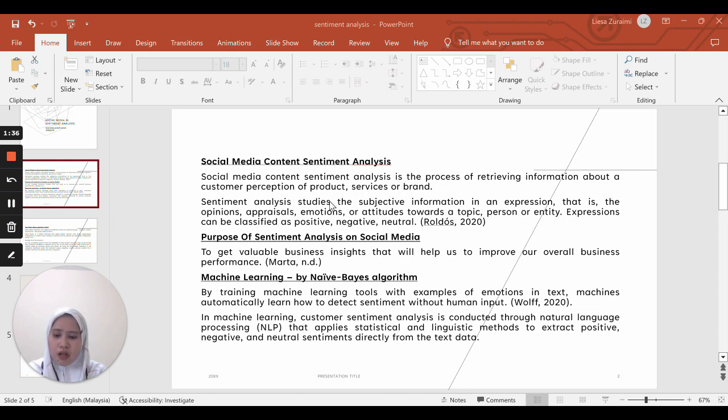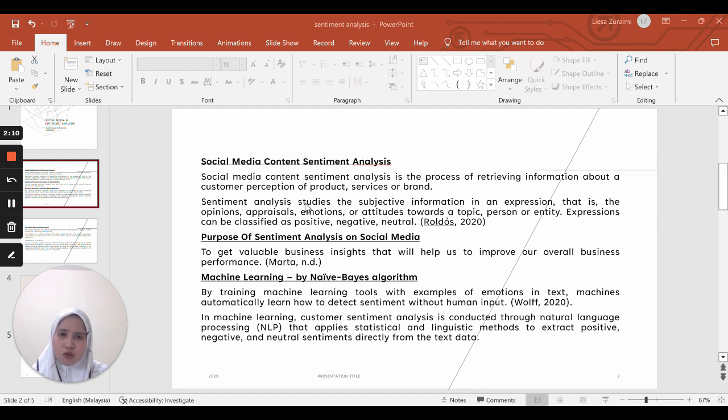Why is it very important? Social sentiment analysis is so important because it can help the management improve their marketing bottom line. The fundamental purpose of sentiment analysis on social media is to get valuable business insight that will help us improve our overall business performance. By implementing this analysis, a machine learning tool will come in to analyze text polarity. It will help the marketer analyze thousands of feedbacks regarding their service or product.